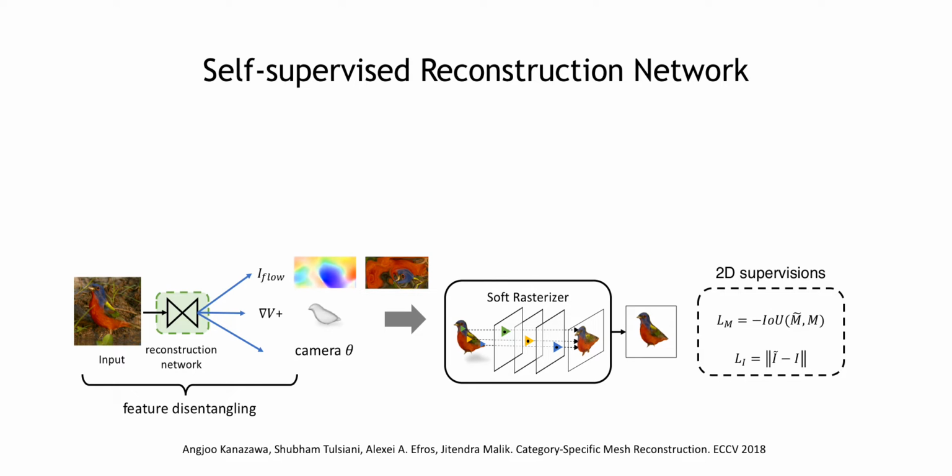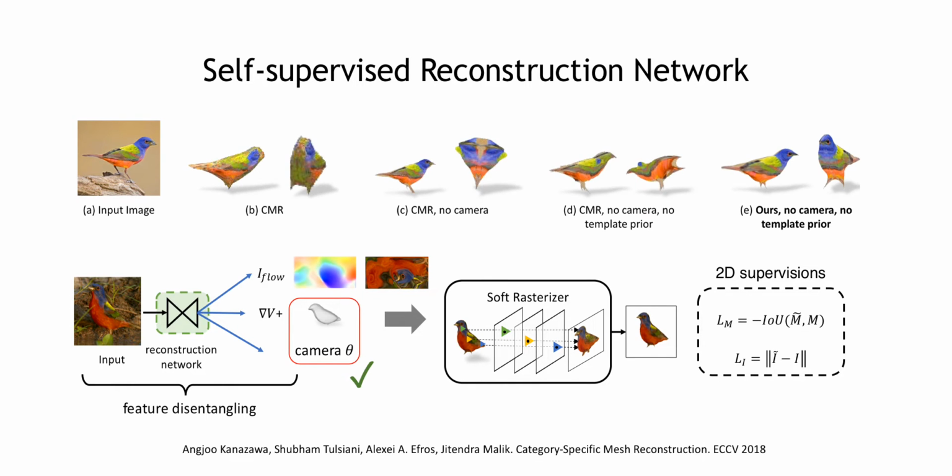We can compare both the silhouette and the RGB values to the ground truth. However, we note that in the CMR, both the template and the camera are required. According to our setting, we need to remove them, and if we directly remove this condition from the network, then the result will be pretty bad, as both B and C show.